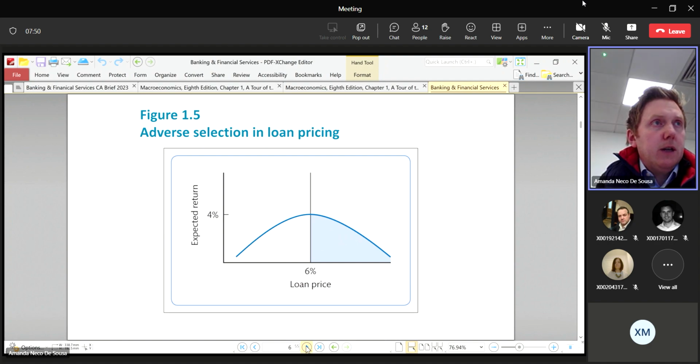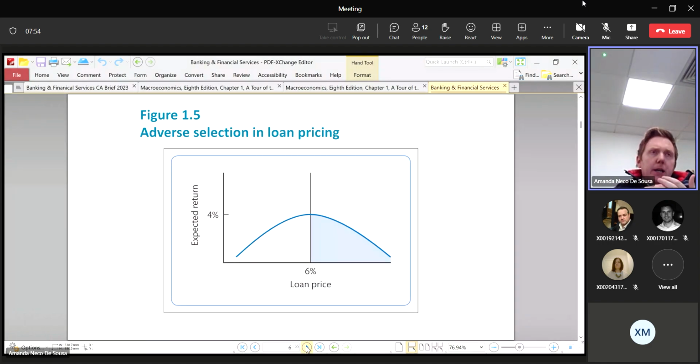The next slide just shows the relationship between the return the bank can expect from a certain loan and the loan price, and the loan price is increasing and positive up to a certain point.